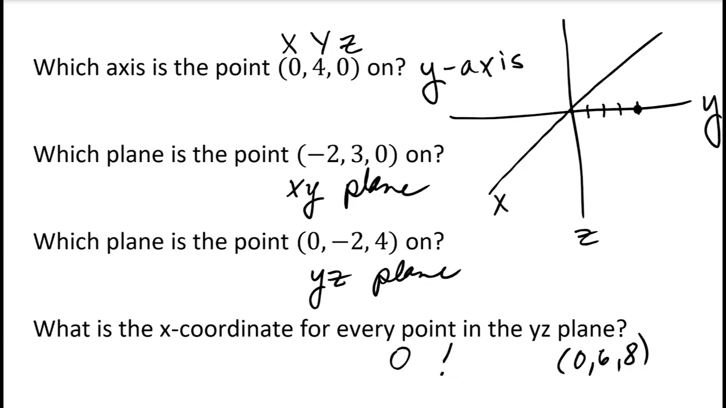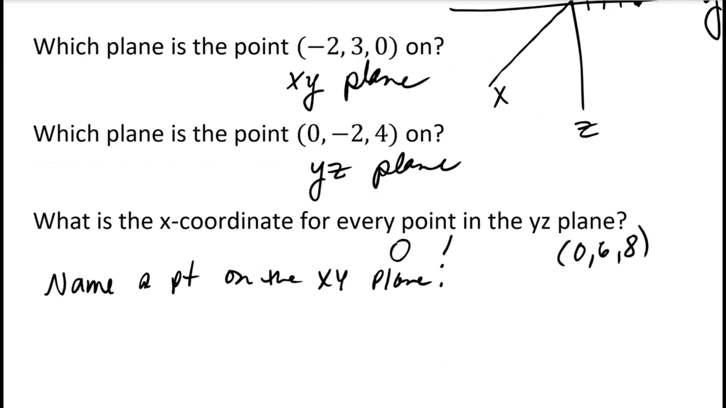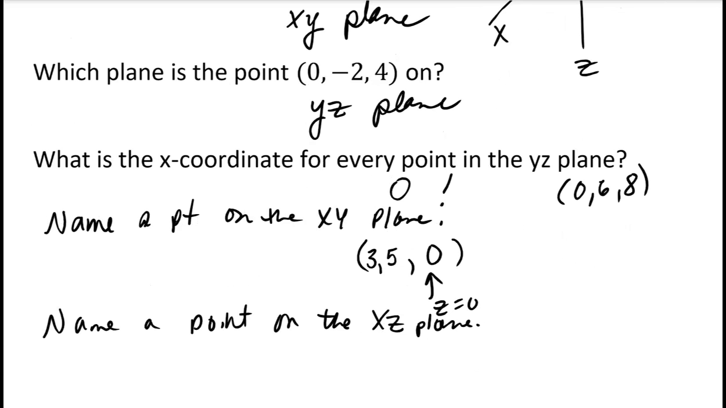And for the next one, it says, what is the x coordinate for every point in the yz plane? Well, we can say it's 0. So every point in that plane needs to have a 0 for the x coordinate. And I made one up. Now, why don't you try to name a point on the xy plane? So I made the example (3, 5, 0), because on the xy plane, z equals 0. Now name a point on the xz plane. I made one up, (4, 0, 3). Yours may be different, but yours needs to make sure that it has a y equal to 0.